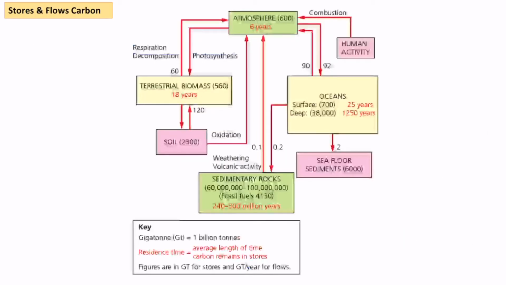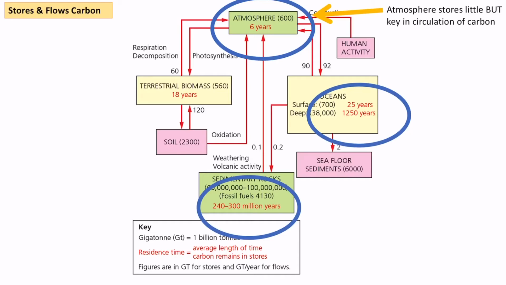Here is another map that shows the flows and stores. The yellow, green and pink are the stores in the boxes, and the reds are the flows between. We can see that lots of arrows are going into the atmosphere. That's a really key location, not for storing carbon, but for the actual circulation. So only 600 gigatons there. It's very little, but it's really key. All those arrows, those processes and flows going into it show that it's a really key area.